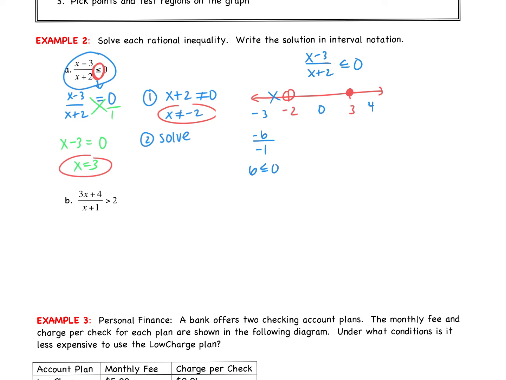If I plug in 0, 0 minus 3 is -3. 0 plus 2 is 2. So I get -3 halves is less than or equal to 0, which is true. So we will shade in between.